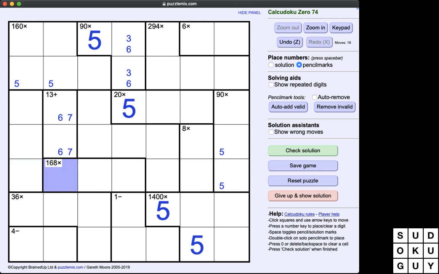What else do I see? Can't have a 5 here. 5 doesn't divide 168. So I guess here is the other spot.